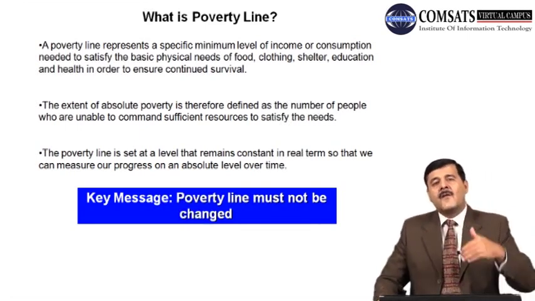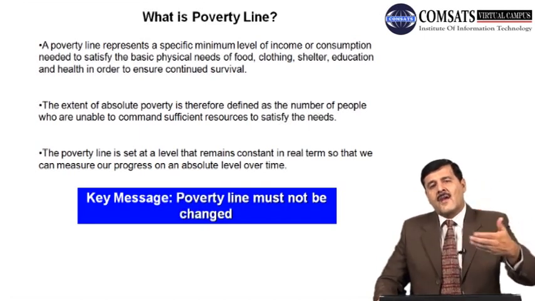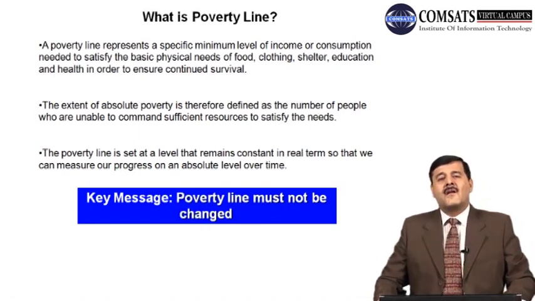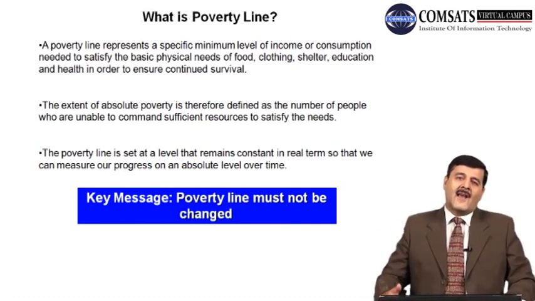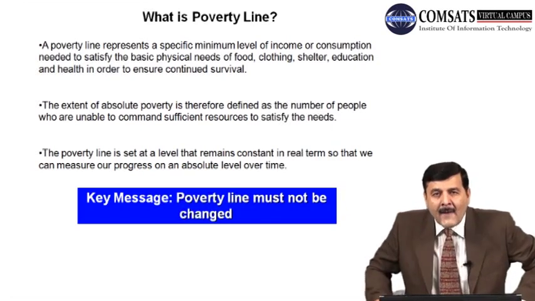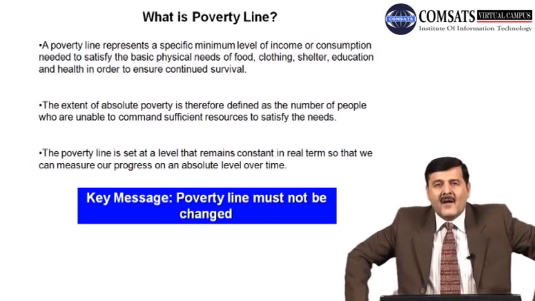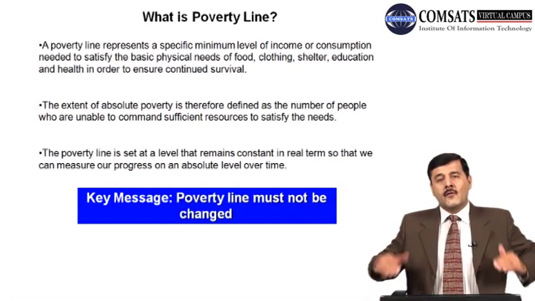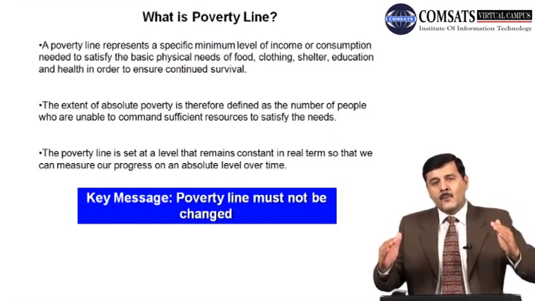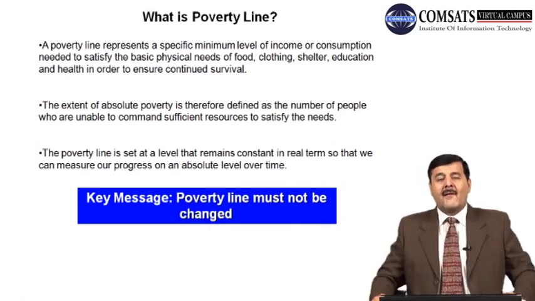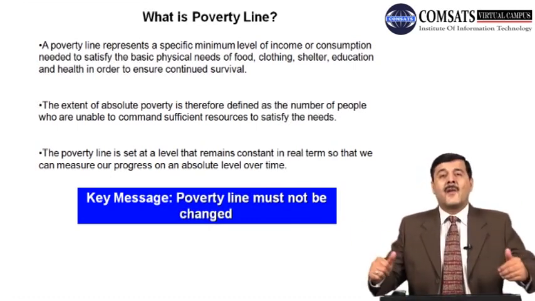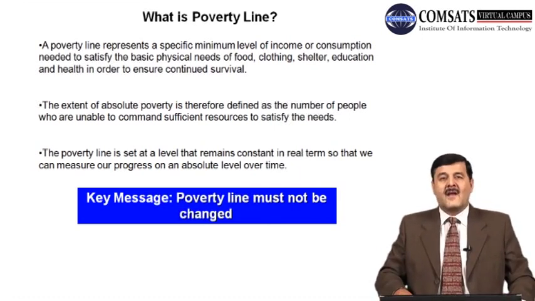अगर पावर्टी लाइन सेम ना रहे, अगर आप उसको सेम ना रखें तो it is difficult for us and for the countries, for the economy to measure the change in poverty over time. So the important or the key message is that the poverty line must not be changed, right? अगर ये चेंज होती रहती है तो आपको एग्जैक्ट अंदाज़ा नहीं होता कि गुर्बत में मुल्क में कितनी कमी वाक़े हुई है या कितना इजाफा हुआ है, right? So it is important to measure the changes in poverty over time, that the poverty line must not be changed. It should remain the same across the regions.